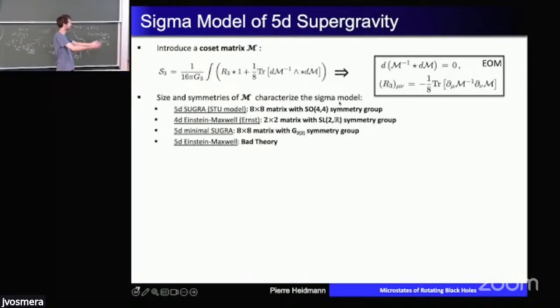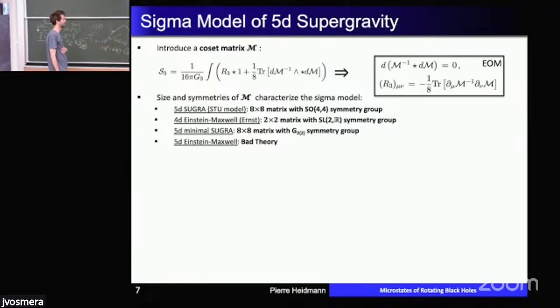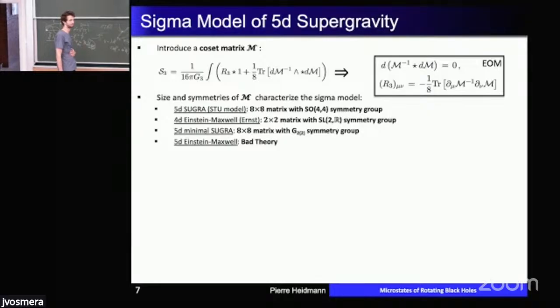But if you take 4D Einstein-Maxwell, we could have done exactly the same process here. We would have obtained a coset matrix M, which is 2 by 2, and it has an SL(2,R) symmetry group, which is typical of the Ernst formalism. That's the Ehlers group, isn't it? Ehlers. Yeah, maybe. Whatever name, Ehlers is the first guy.